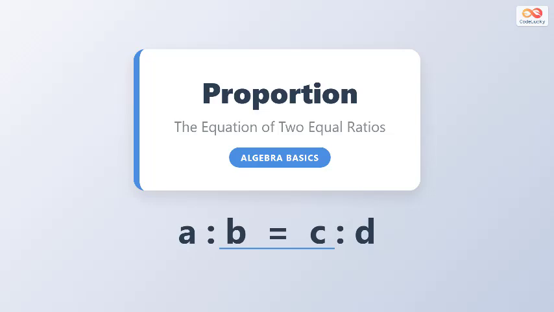Welcome to Algebra Basics. Today we are going to learn about proportions. Specifically, we will look at the equation of two equal ratios and how to understand the relationship between A over B equals C over D.